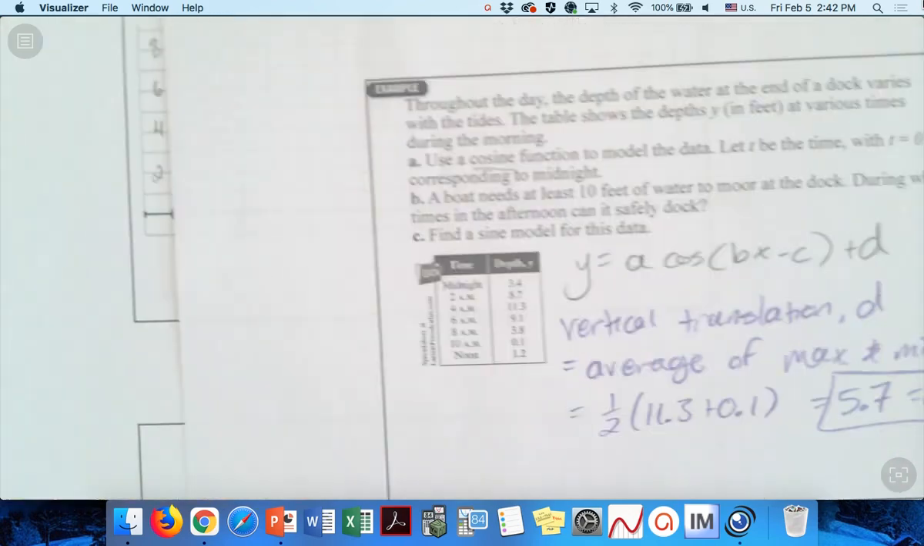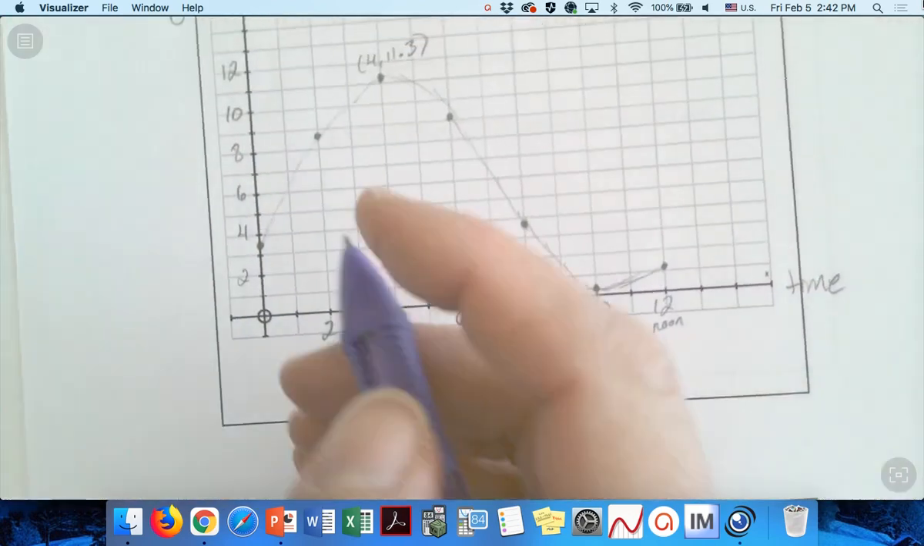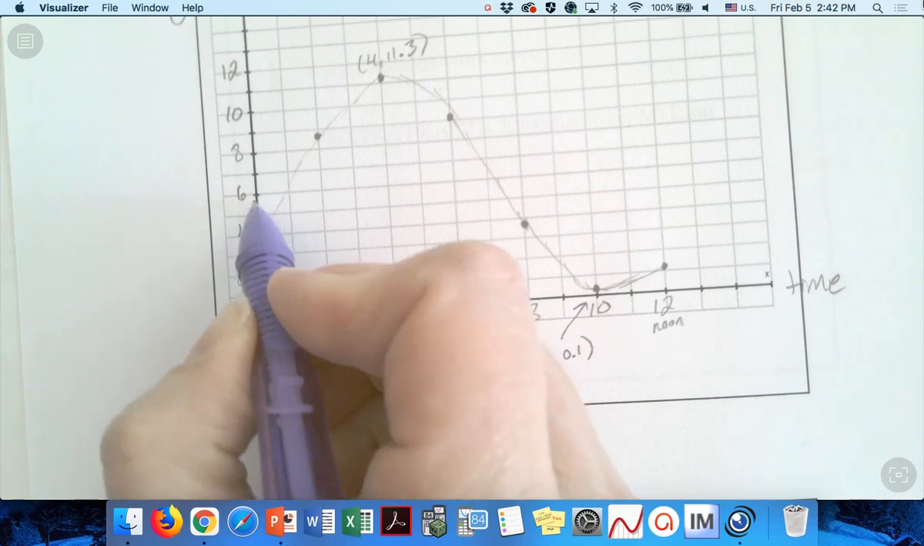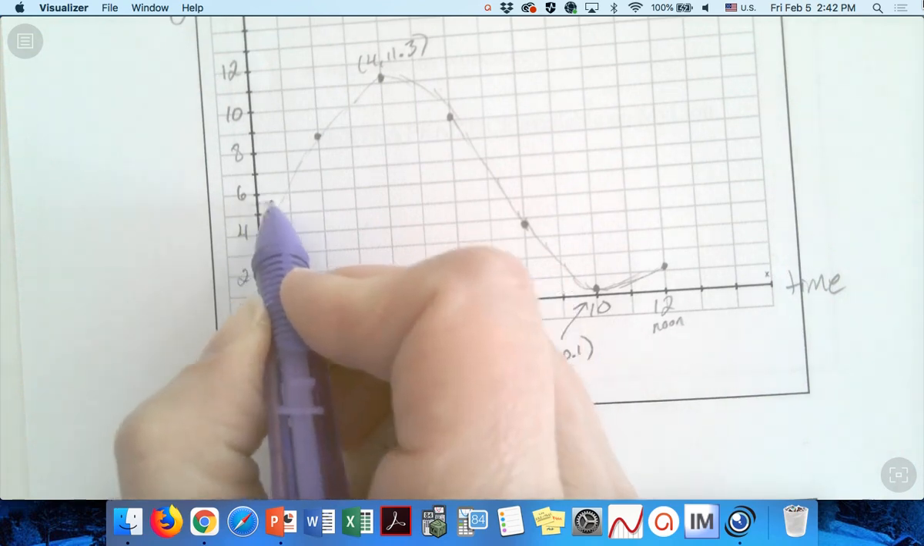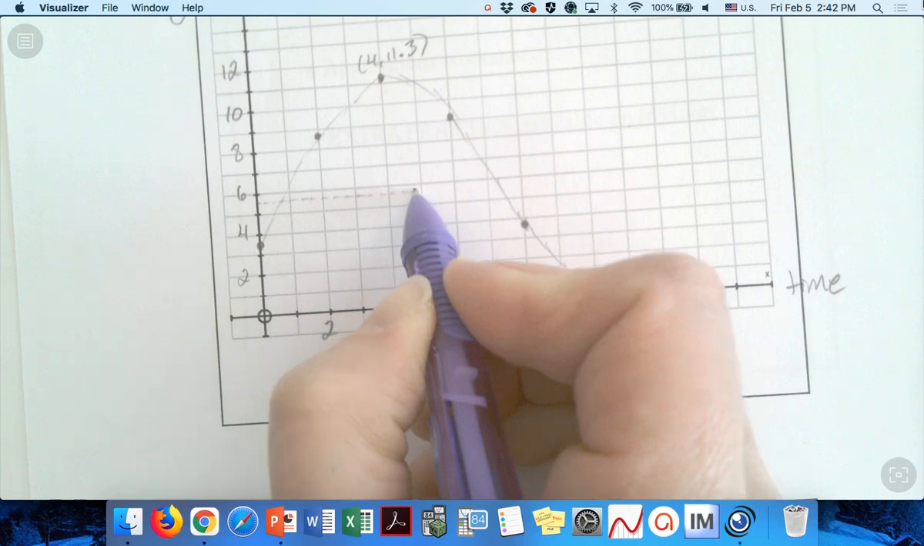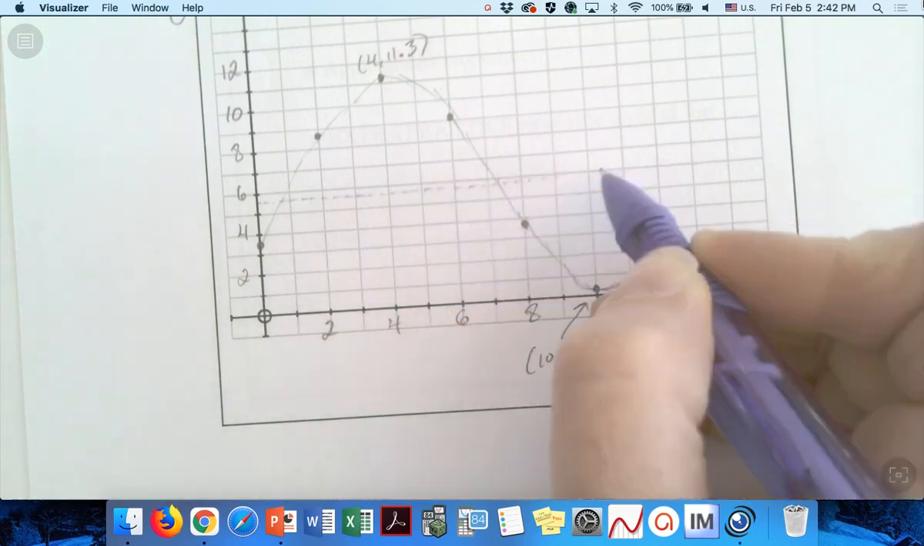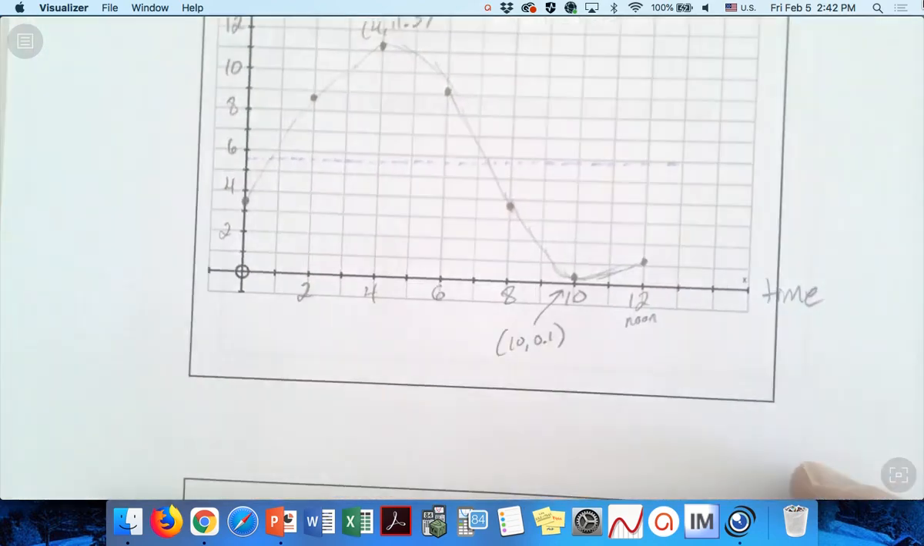It might even be useful, and this will come in handy later, to actually draw in that midline. So just sort of eyeball where you think 5.7 would be. Sort of draw a dash, or it could be a solid horizontal line there. So that's the midline.